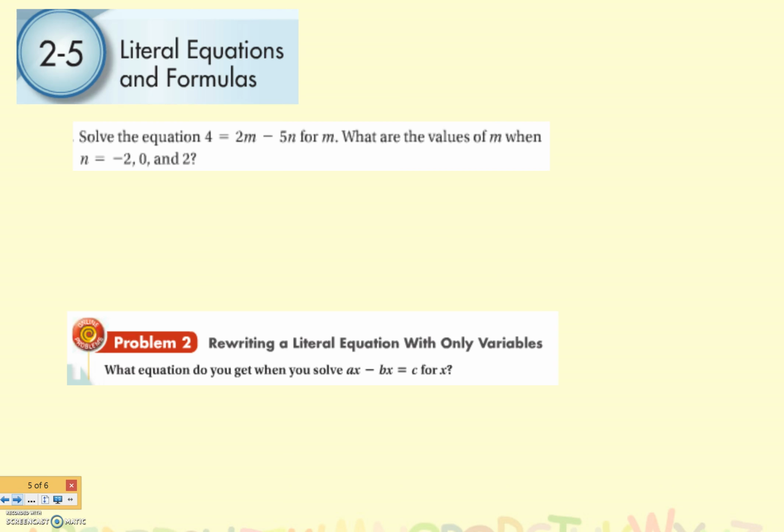Alright, 2.5 is literal equations, and basically we want to manipulate the equation for whatever variable we're looking for. So if you look at the first example, it says solve the equation 4 equals 2m minus 5n for m. So I want to get m by itself. I'm going to rewrite the equation here so we can see it. And I'm going to move over the 5n to get m by itself. And now I mixed up the letters. Okay.